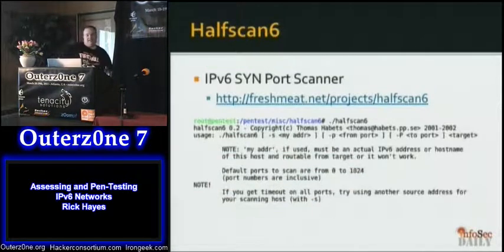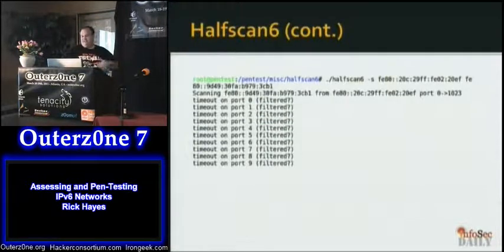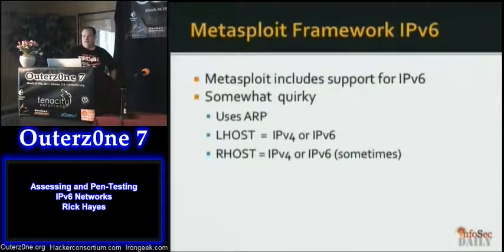So halfscan6, you can look at it. I think it's a good product. It does SYN port scanning. It starts from 0 and goes all the way down unless you specify a range. So it'll just tell you it's timed out and keep going, and then it reports what's open. I think Nmap does a better job, but again, for completeness, just to cover all the v6 native tools, that was one of them.